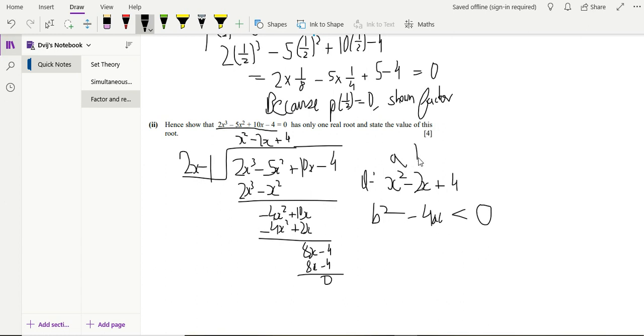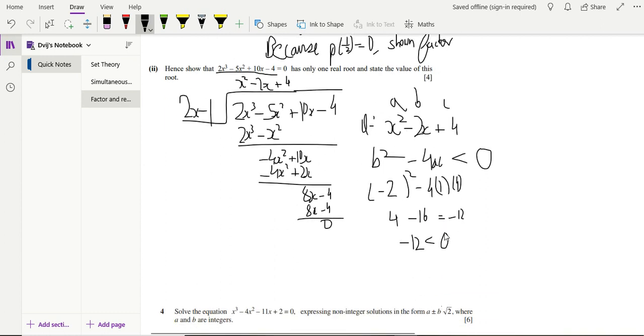And if we have our quadratic here, this is our a term, this is our b term, this is our c term. Let's just check that this works. So minus 2, since we're just concerned with the coefficients, we've got minus 2 squared minus 4 times 1 times 4, and that's equal to 4 minus 16, which is negative 12, and of course negative 12 is less than 0, which means we're done.